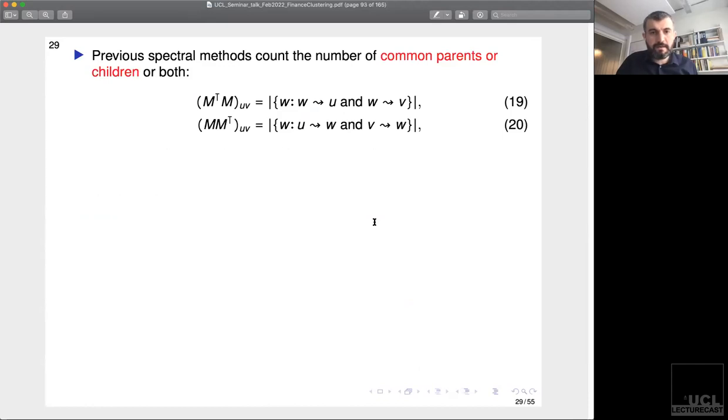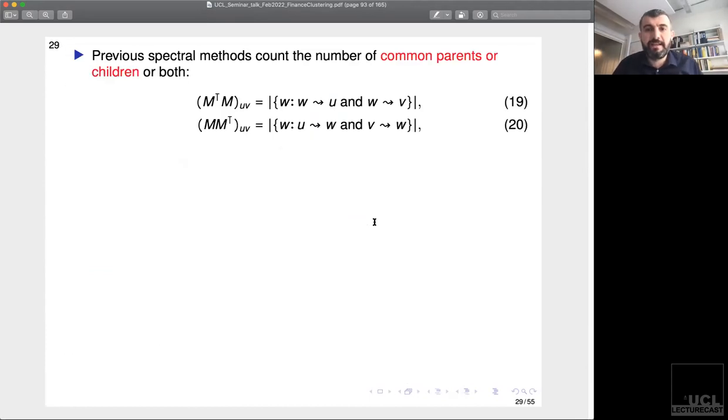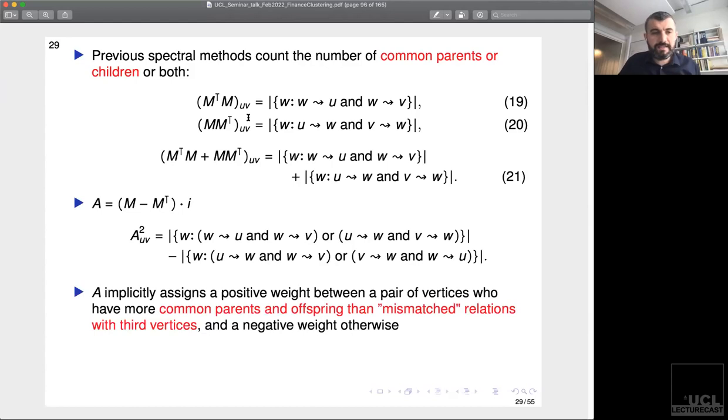I'll just make a comment on why we think that this approach works so well. When people look at symmetrization techniques for directed graphs, they typically look at M transpose times M or M M transpose, and this quantity essentially counts the number of common parents or common children for a given pair of nodes U, V. While in our case, with a bit of extra work, the eigenvectors of this Hermitian matrix A don't just count common parents and common children, but they also remove the number of mismatched relationships, so kind of intermediary paths. Like I say here, U points to W and W points to V.